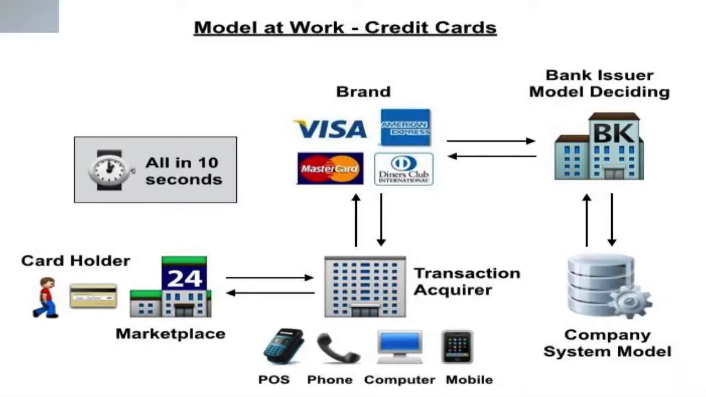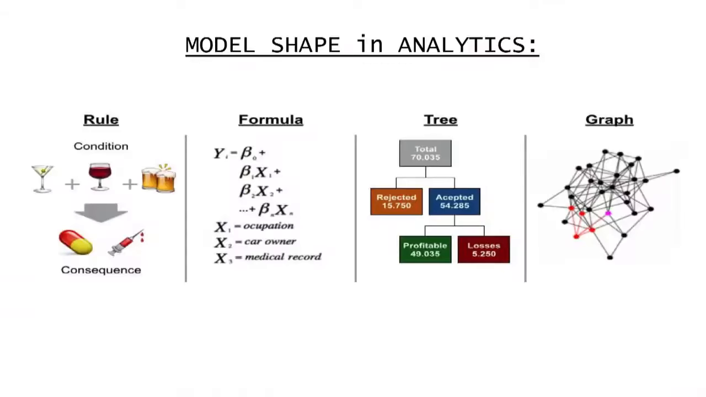These models use shapes, and we can see the shapes here in this slide. A model can be a rule model, when you have a condition and then go into a consequence, like someone that drinks a lot may end up going to the hospital. Or a formula model, when you have some characteristics like your occupation, if you're a car owner, or your medical record coming up to a number or a rating that's going to rate you as a good customer or bad customer, in the case of credit cards that we just mentioned.